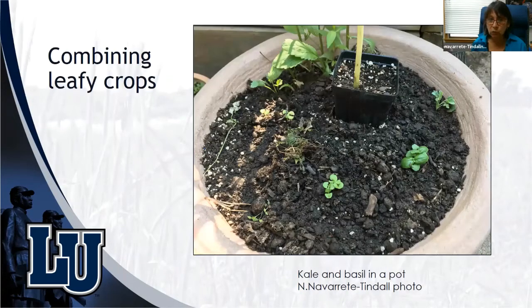Another combination could be kale. They're in the back. I don't know if you can see it. They're so small. They will grow large. And then we have basil. So that would be a fall pot, maybe in a month.